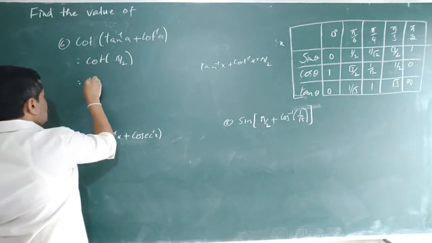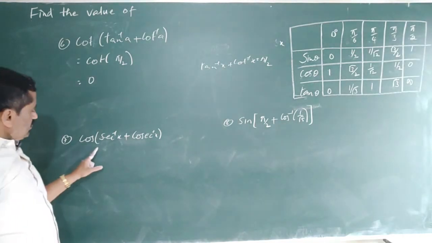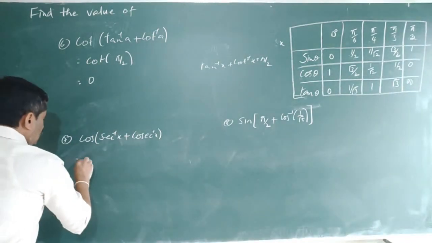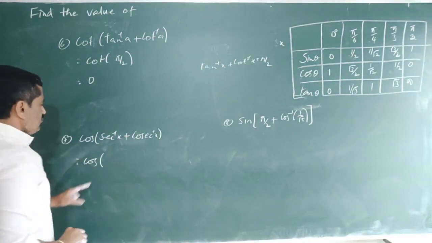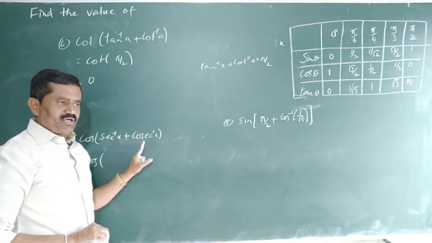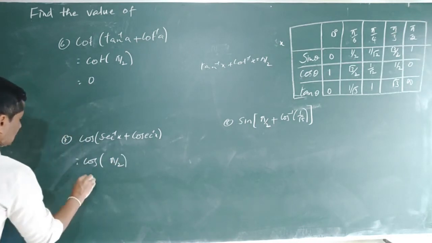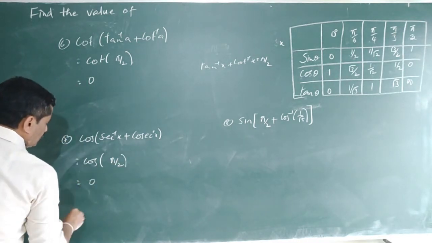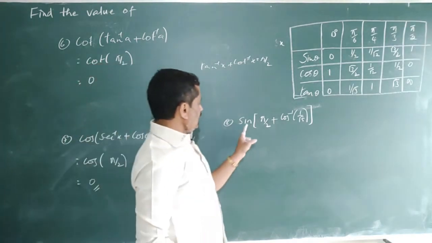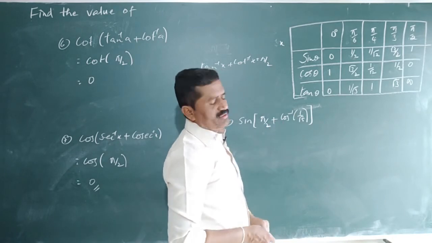So what is cot of pi by 2? We have 0. Next, similarly, we have cos of secant inverse x plus cosecant inverse x. Again that is equal to cos of, and we have the property that secant inverse of x plus cosecant inverse of x is equal to pi by 2. What is cos of pi by 2? We have again 0.